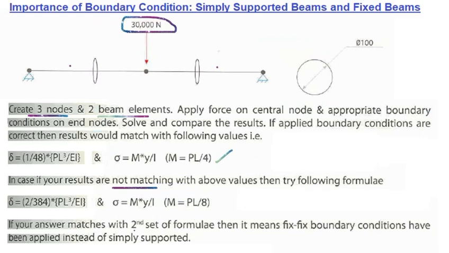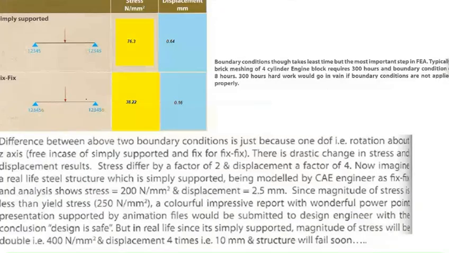If your answer matches the second set of formulas, then it means fixed boundary conditions have been applied instead of simply supported. You understand, right? The moment value is also varying, PL by 4 to PL by 8, and the deflection also, 1 by 48 to 2 by 384. So there is a variation in the deflection as well as the stress. That variation you can see here.